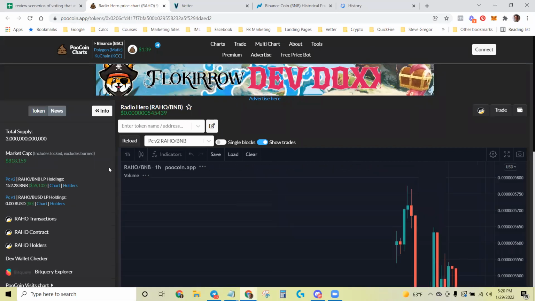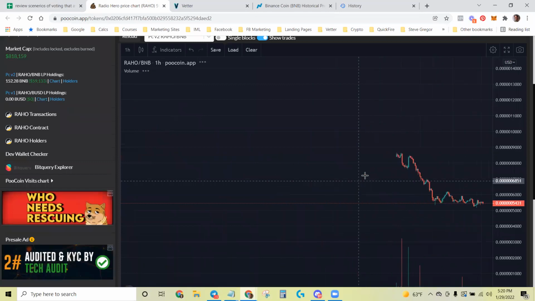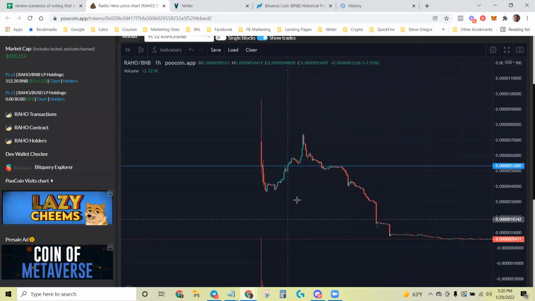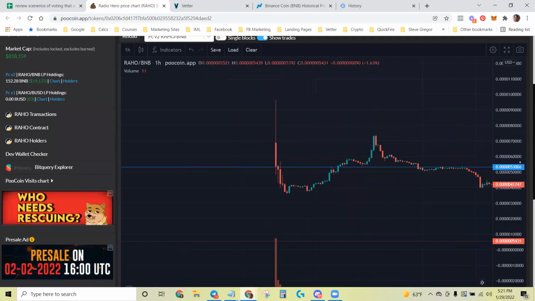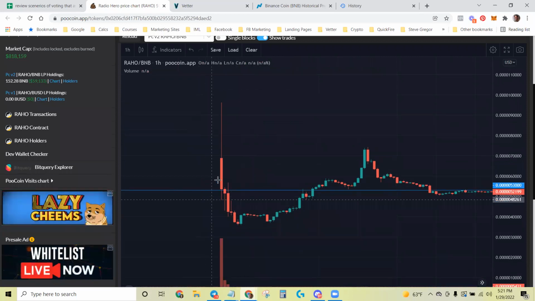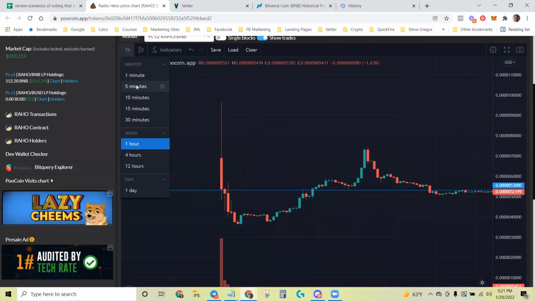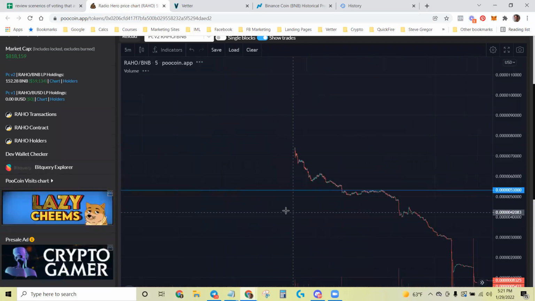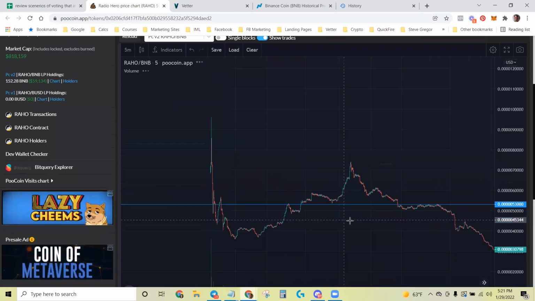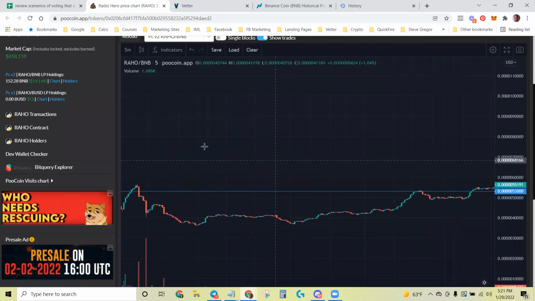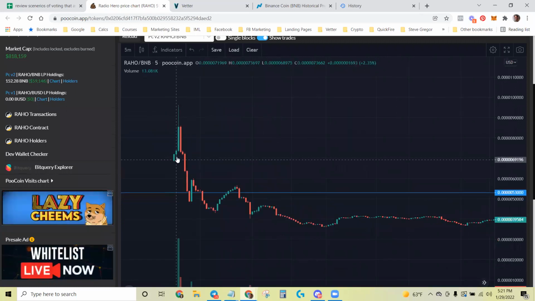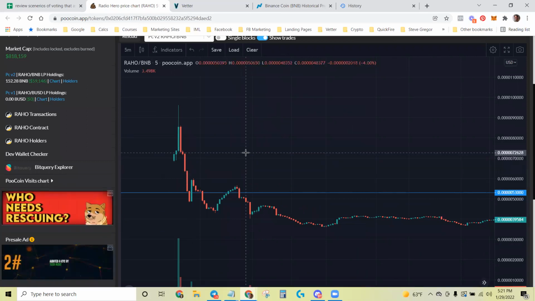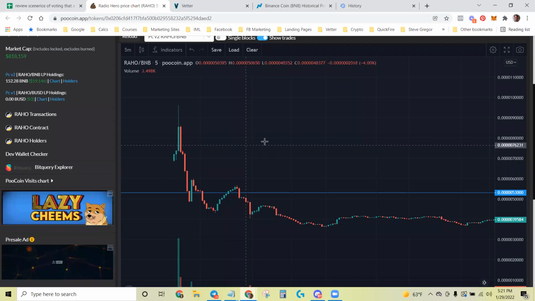Okay, so 1 hour. There's an hour closing above, so we can check the 5 minutes to see how much time is actually above the pre-sale price. So we have 1, 2, 3, 4, 5, 6, 7. So we have 7 candles above the pre-sale price. That's 35 minutes.